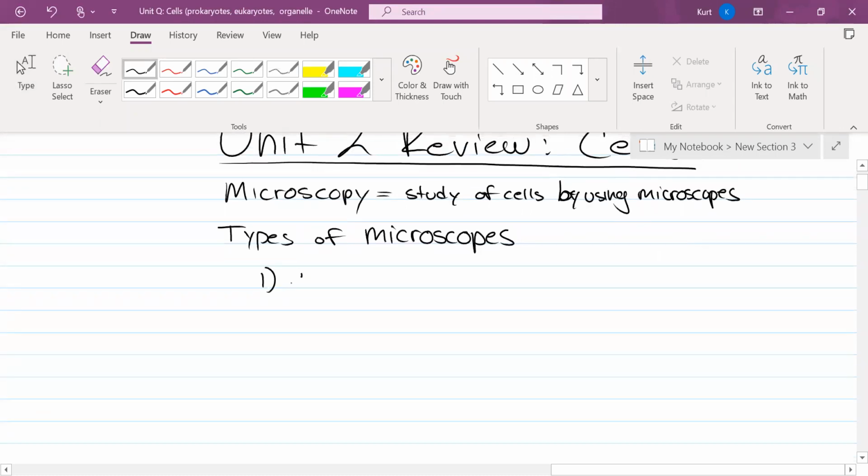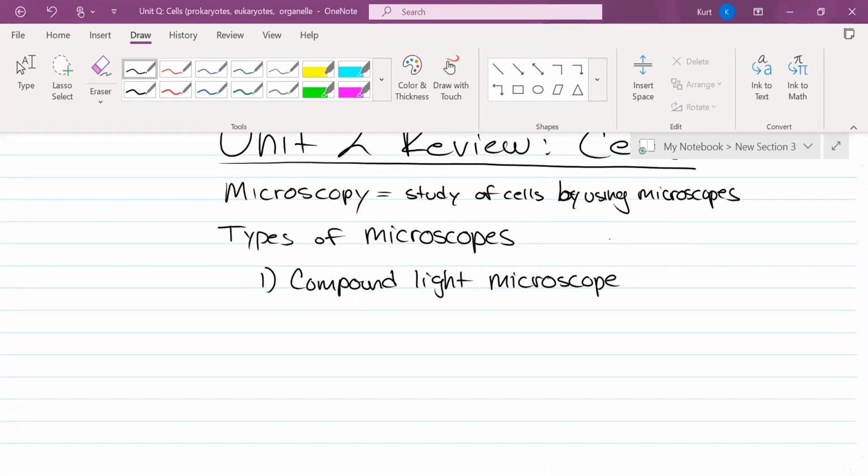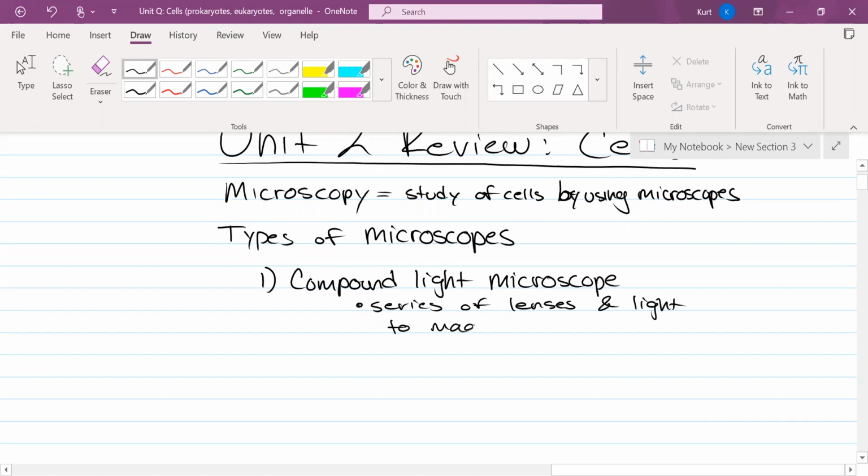Number one is a compound light microscope. This uses a series of lenses and light to magnify the specimen and to make it visible. Now, the different types of magnification are called objectives.